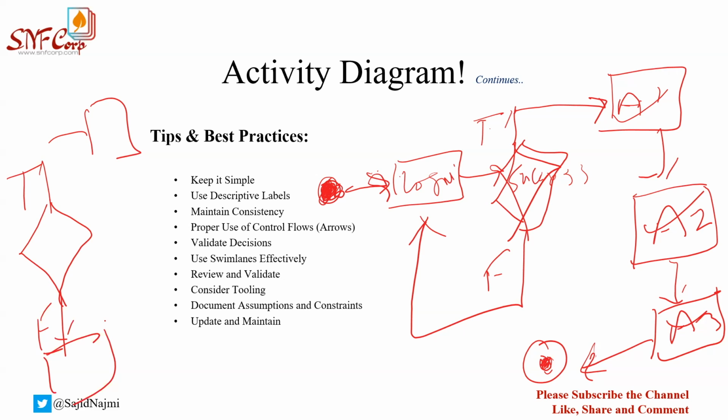Now you also always have to review and validate. Once you're drawing something, you have to validate things. You have to make sure you're writing the correct thing. Now, how would you validate? Go and review with your business and your development team, and get it done.